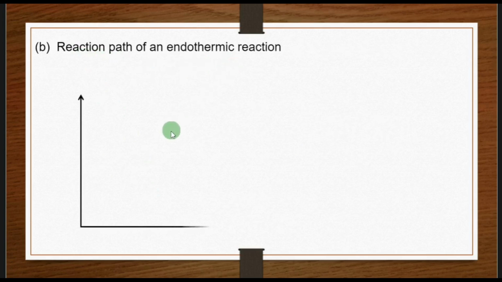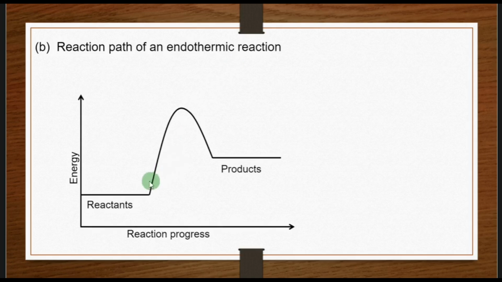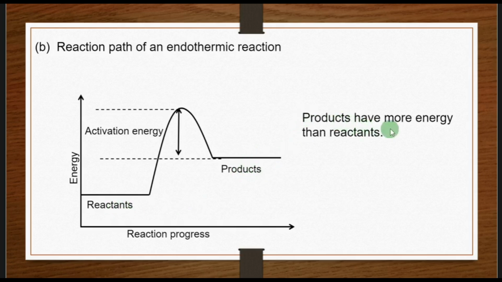So let's move to another one, where we have the reaction path for an endothermic reaction. Again, we draw the energy profile like that. This one here is the difference in energy, and this one is the activation energy. Here you'll discover that reactants are at a lower energy while products are at a higher energy. This means products have more energy than reactants, so they gained some heat from the surroundings.